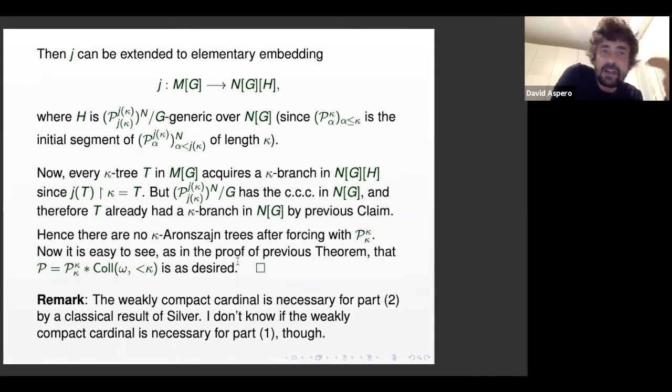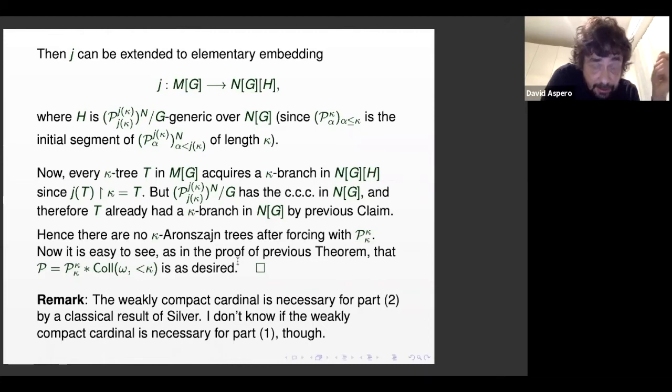And now this j can be extended to an elementary embedding from M[G] to N[G][H], where H is a generic for the tail of this iteration that added the gap starting from kappa. This is a countable support iteration. Now every kappa-tree T in M[G] will acquire a kappa-branch in N[G][H], right?